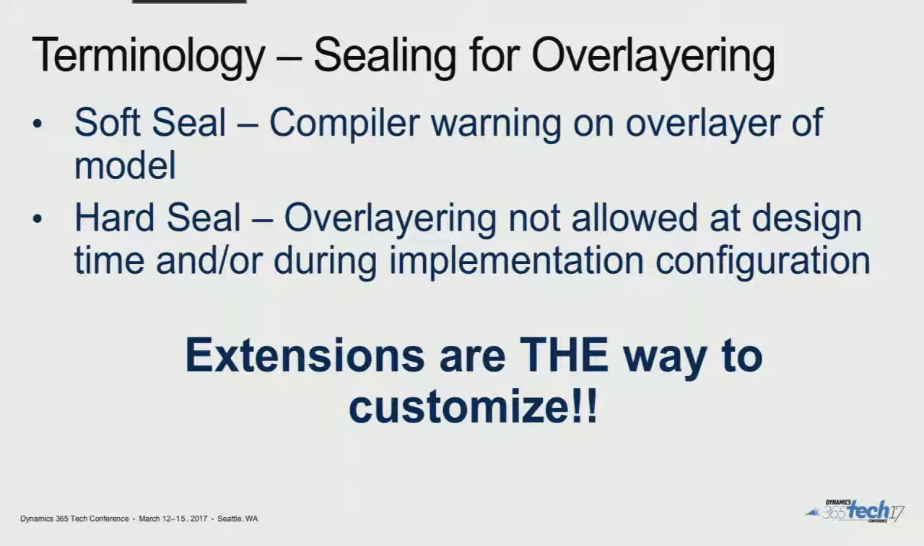So the first step in our efforts to seal models is the soft seal, where we generate a compiler warning whenever that model's overlayered. The next level is a hard seal, which is a compiler error at design time, and we'll probably also be doing something around configuration, so that when you implement, we don't have support for overlayering in the packages that get delivered. So that's a hard seal. Those are the 2 levels that we're going to go through, and the 2 levels that the app platform and app foundation models went through in the past year.